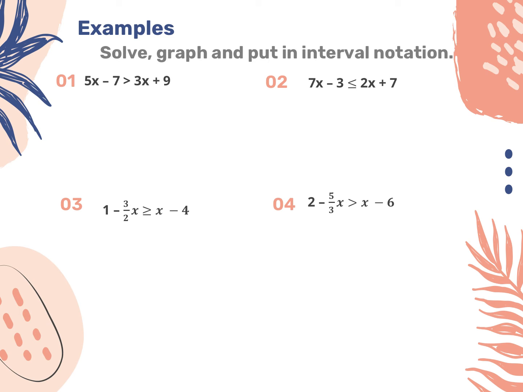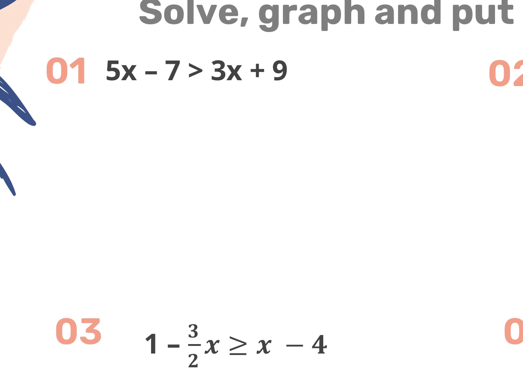All right, so we're going to solve these. Okay, they are obviously inequalities. We're going to solve them, and then we're going to plot them on our number line and show interval notation. So number 1 says 5x minus 7 is greater than 3x plus 9. I can subtract the 3x from both sides. 2x minus 7 is greater than 9. Add the 7.